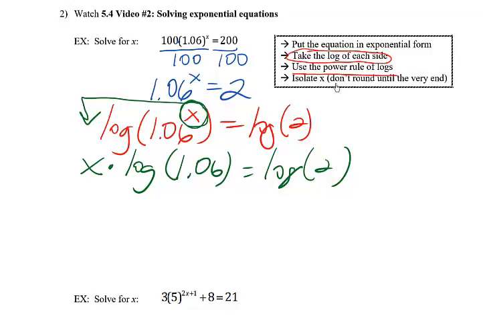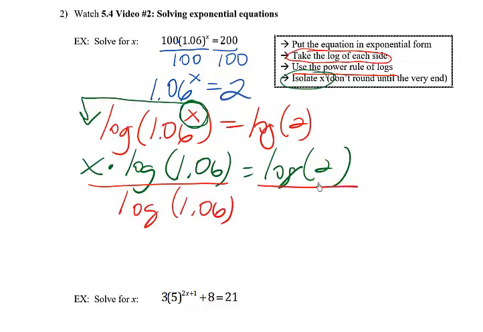Well, the final step, we're almost done. We've done the hardest part. We got that x down on the main line. All I need to do now is isolate my x. Essentially, the only reason it's not isolated now is it's being multiplied by this logarithm. Well, I can easily fix that by simply dividing both sides by that number, log 1.06. And that gives me a final result of x equals log 2 divided by log of 1.06.